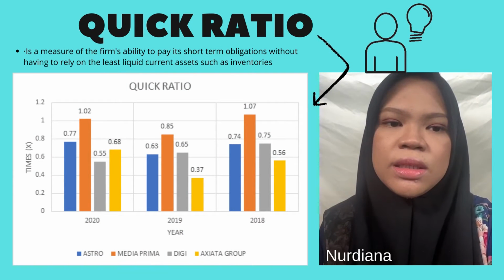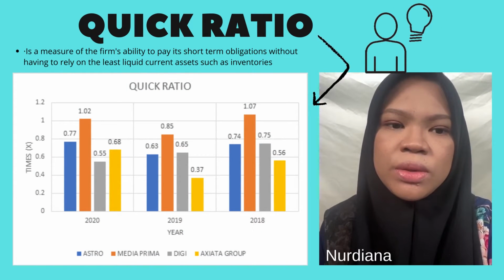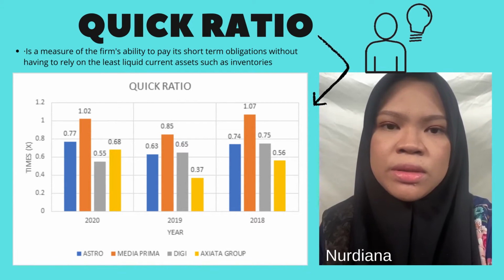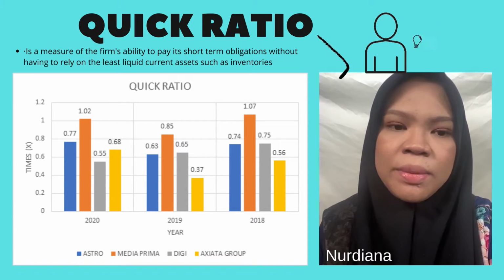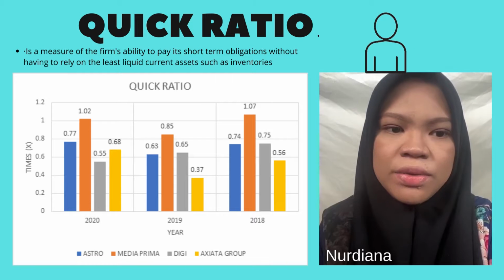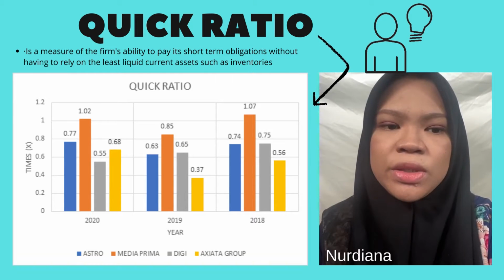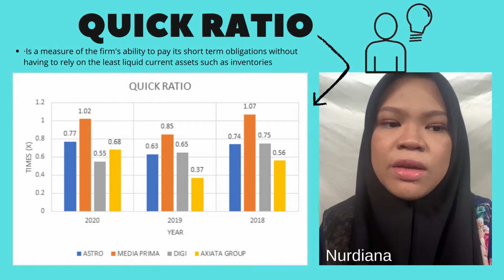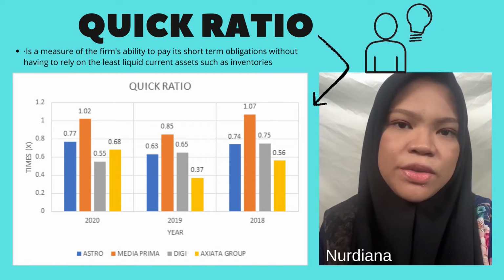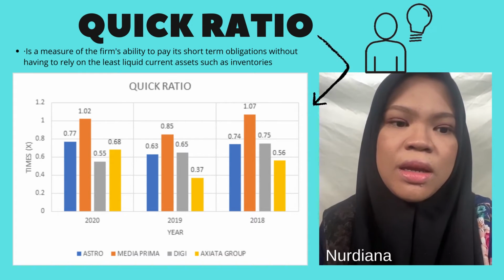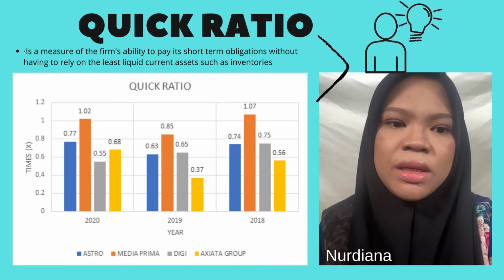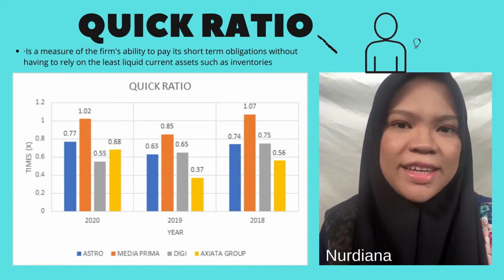Next is the quick ratio. Quick ratio is also known as the acid test ratio. A ratio of less than 1.0 is not uncommon and it should not cause any alarms. As you can see in the graph, the quick ratio analysis shows that Media Prima Berhad as well reflects the ability to pay short-term obligations without relying on their inventories for 3 years consecutively from 2018 until 2019, other than the 3 companies which are Astro, Digi and Axiata. Thank you.